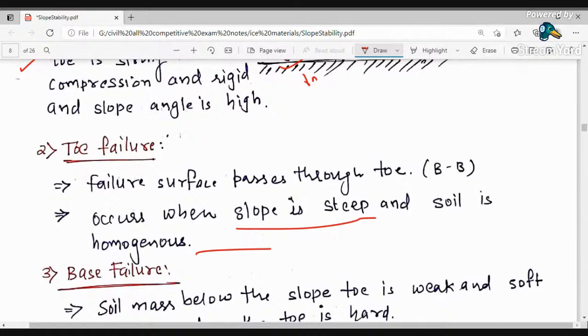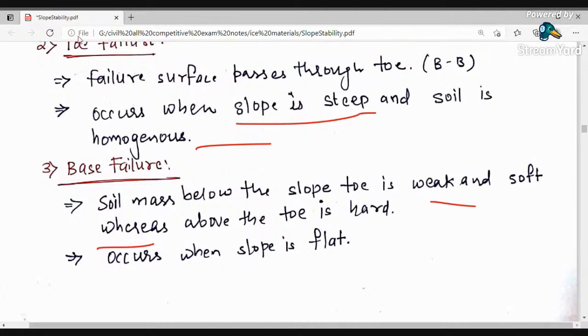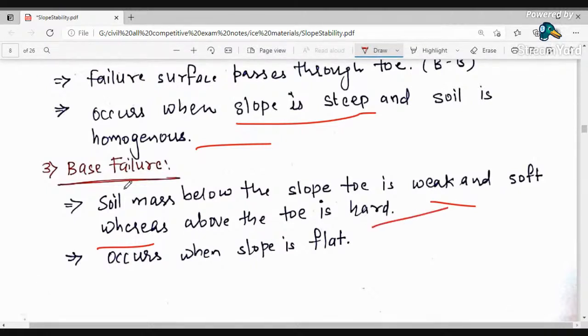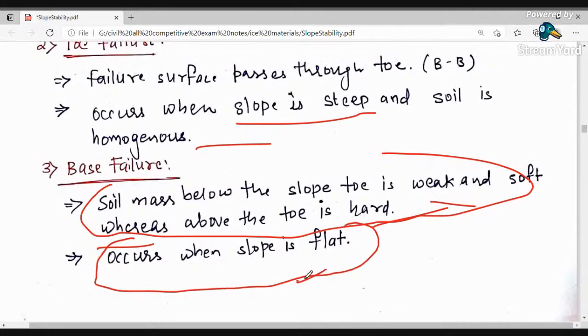Then we have base failure. Base failure occurs when the soil mass below the toe of the slope is weak and soft, whereas the soil above the toe is hard. Then it is called base failure, right? It occurs when the slope is flat.